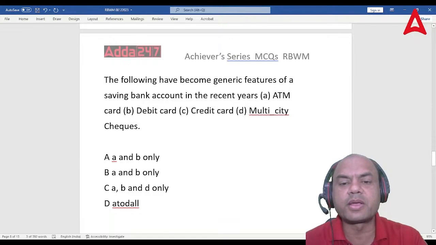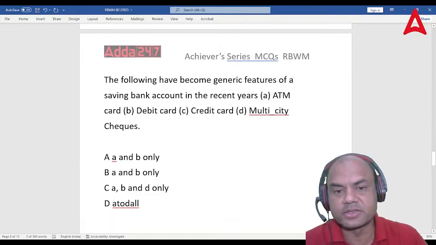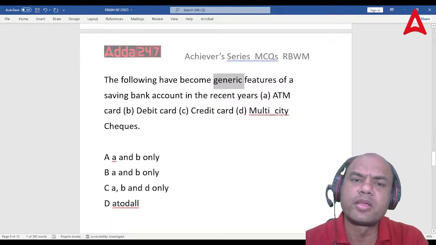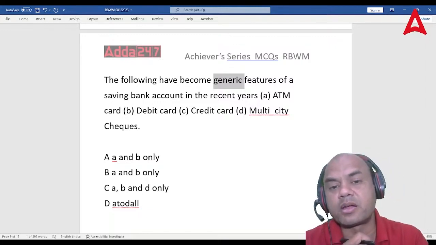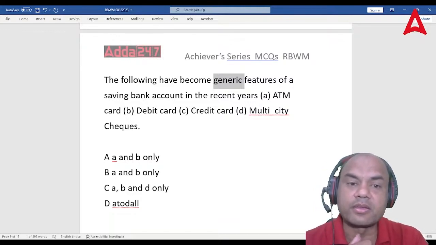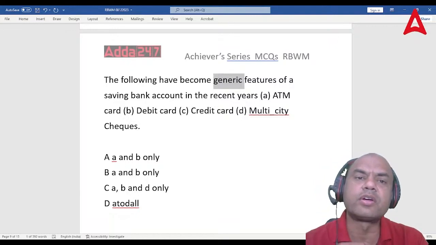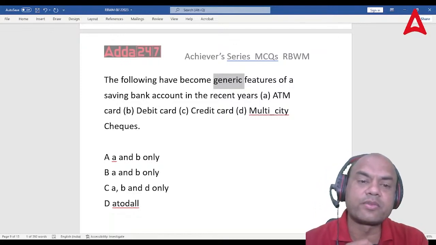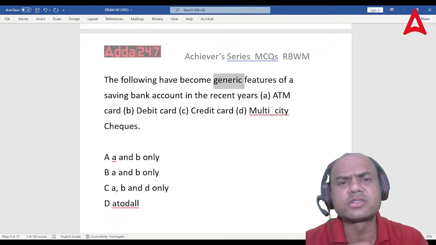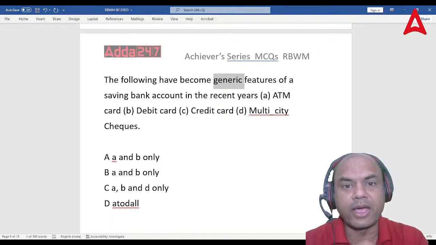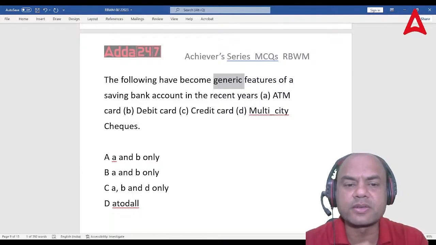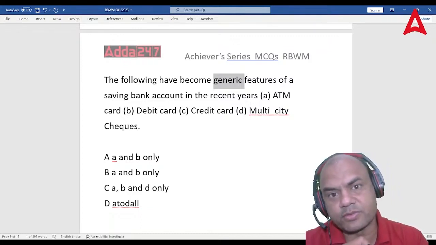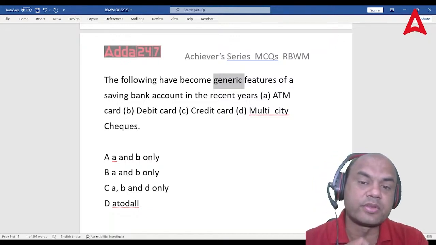Next one. The following has become the generic feature of savings bank account in recent years. Generic means what? Common feature. If I tell any customer I am giving ATM card, so what? If I am giving debit card, so what? Credit card, so what? Multi-city cheque, so what? It's nothing new. Suppose if I tell you sun rises in the east, you'll say so what? I know it. Bank gives the loan products, so what? It's a generic feature. Generic means whatever is common. You can't differentiate yourself.